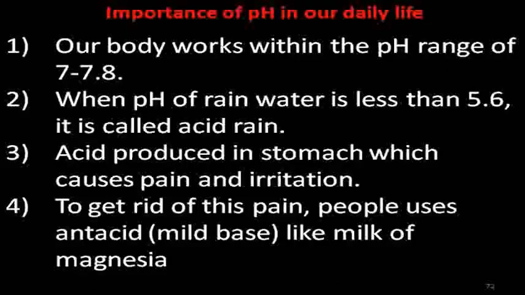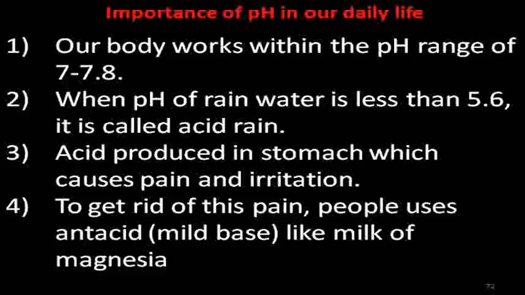When the pH of rainwater is less than 5.6, it is called acid rain. So these points are very important. They may be asked in application type questions. If the pH of rainwater is less than 5.6, it is acid rain.